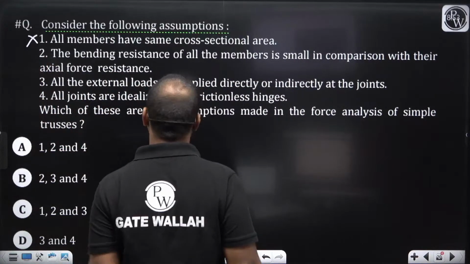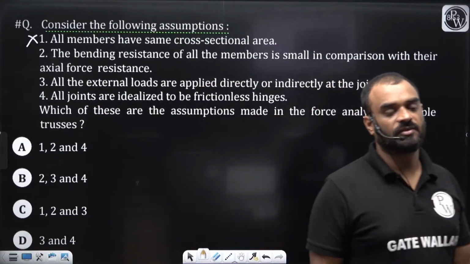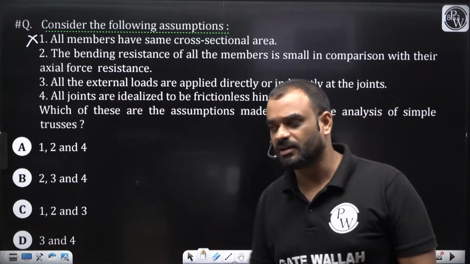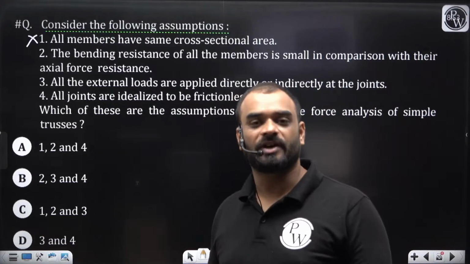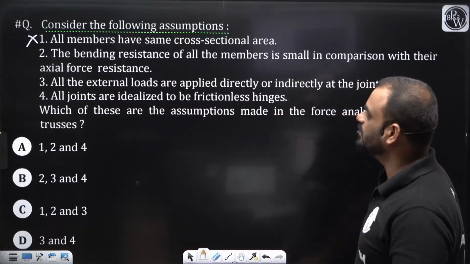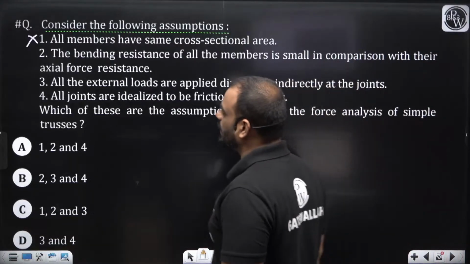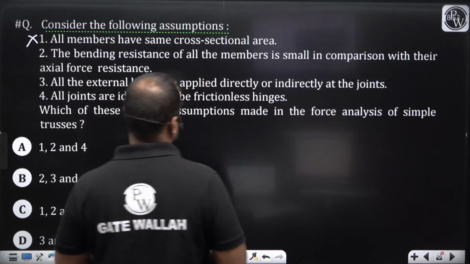Such a type of assumption is not there in the analysis of truss, right? It doesn't matter whether the cross-section area of the truss members is the same or different. It is not mentioned in our assumption part of the analysis of truss, right?